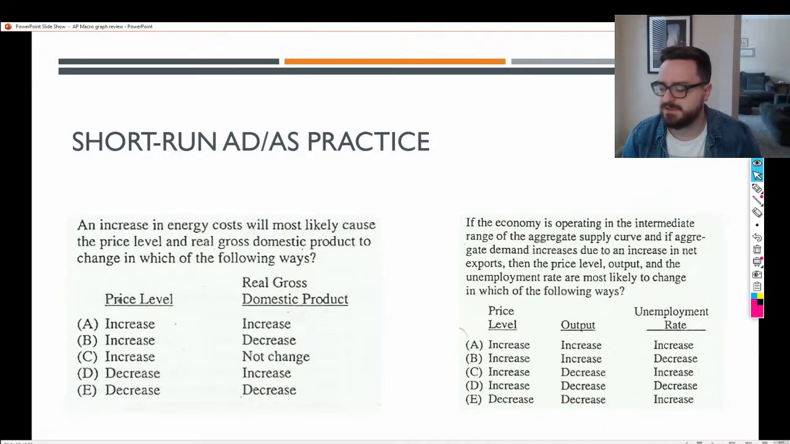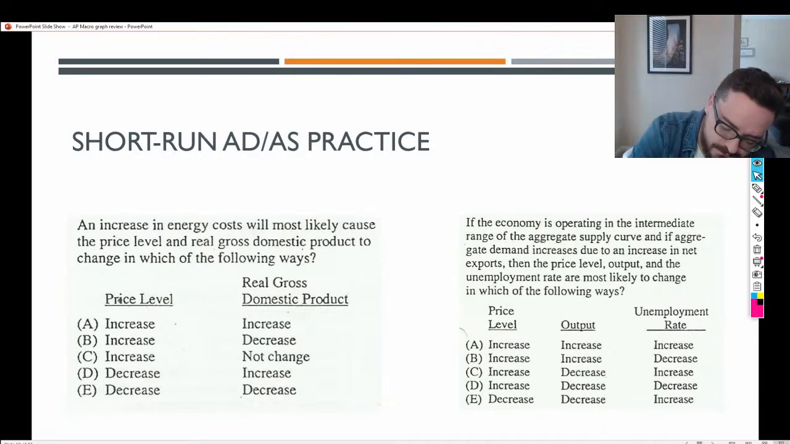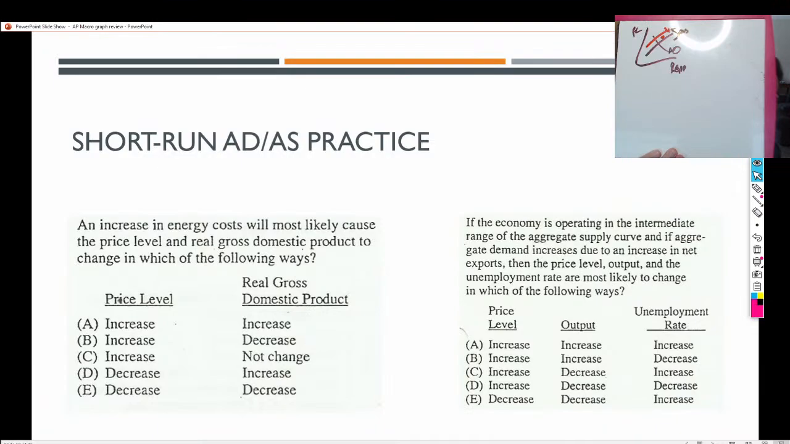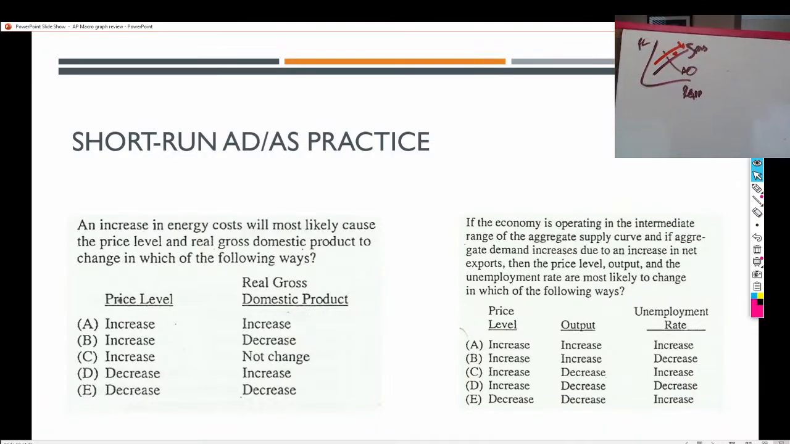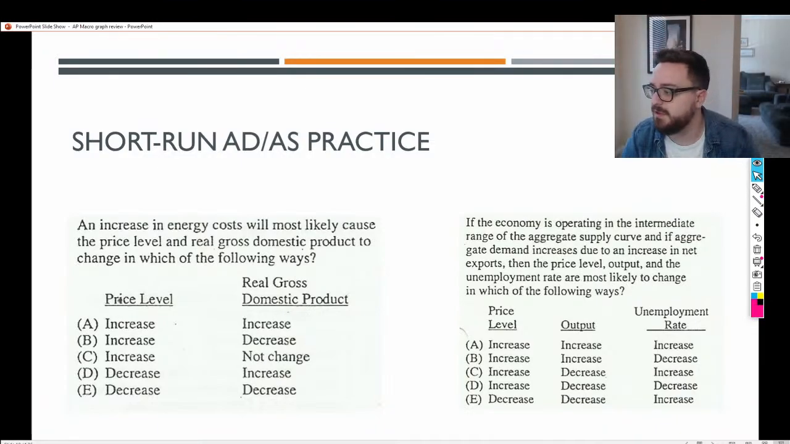Increase in energy costs, okay. The word cost is a key word. Costs almost always refer to how much it takes for a business to pay for a thing. So this means more of a supply shift than a demand shift. It's the cost of energy. As a business, that makes it more expensive for me to produce things. I can't produce as much. Aggregate supply decreases, which on my graph gives me a higher price level and a lower real GDP, so B.